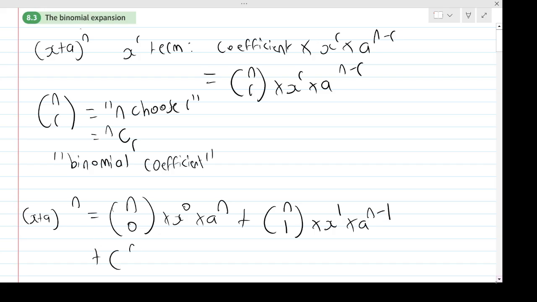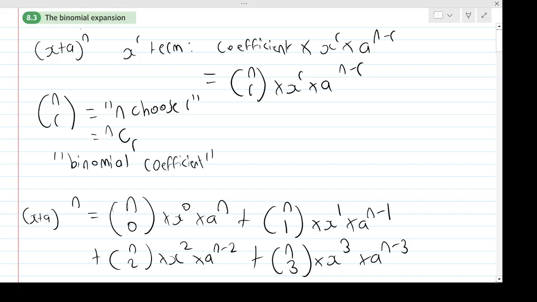Then we do the next part, n choose 2 times x squared, so then now the power is 2. So r here, r in our binomial coefficient corresponds to the power of x, usually, of the term we're working on. Anyway, that'd be x squared, and the corresponding power of a will then be n take away 2. If we then do n choose 3, then the power of x will be x cubed. Then the power of a would then be n take away 3. So we're taking away the power of x we've got.